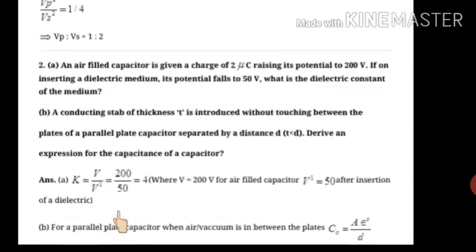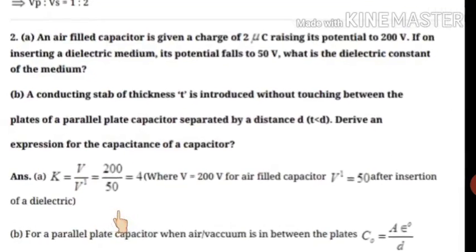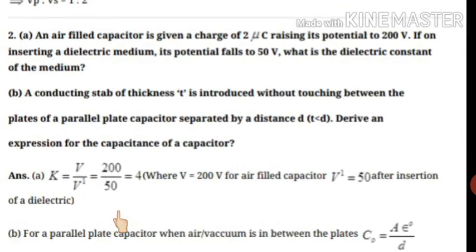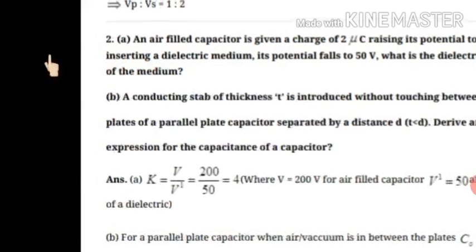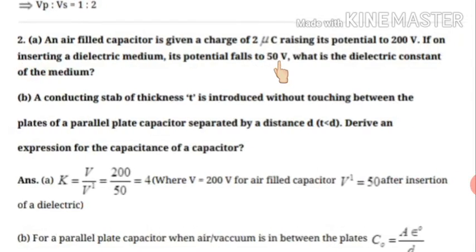Now the next question we have is this. An air-filled capacitor is given a charge of 2 microcoulomb. This is the value of charge given, raising its potential to 200 volt. If on inserting a dielectric medium, its potential falls to 50 volt.